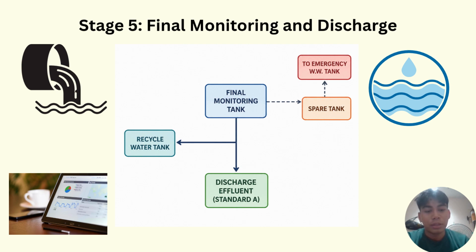Now, if the results meet the requirements for the wastewater treatment, it will then be discharged as effluent at standard A, and discharged to the recycle water tank. And that's all for the process flowchart.